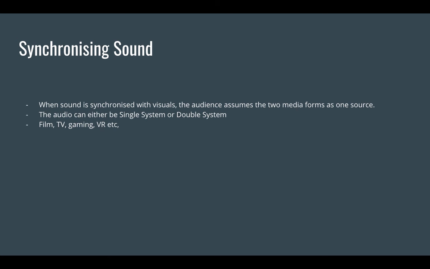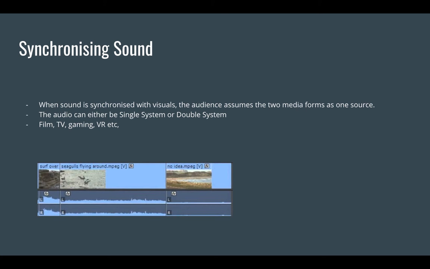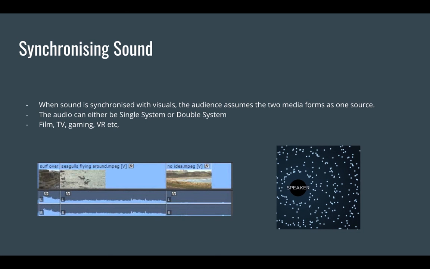Okay, so synchronizing sound. When sound is synchronized with visuals, the audience automatically assumes the two as one. The audio can either be single system, where the sound is filmed simultaneously with the video, or double system, where the video and audio are filmed separately and then combined in post.